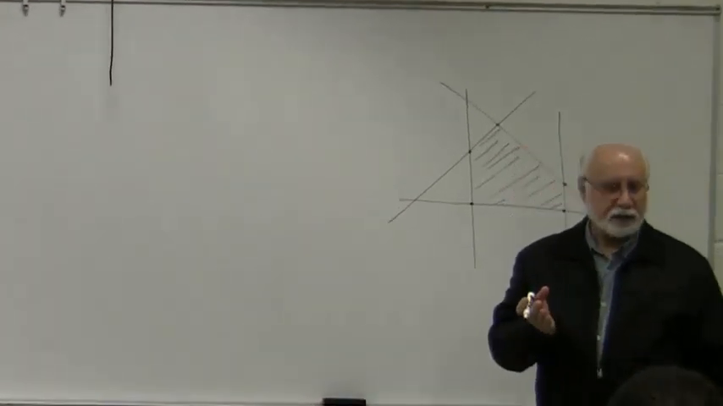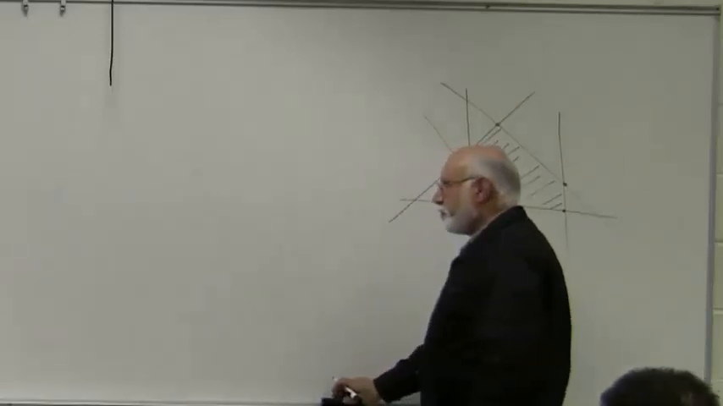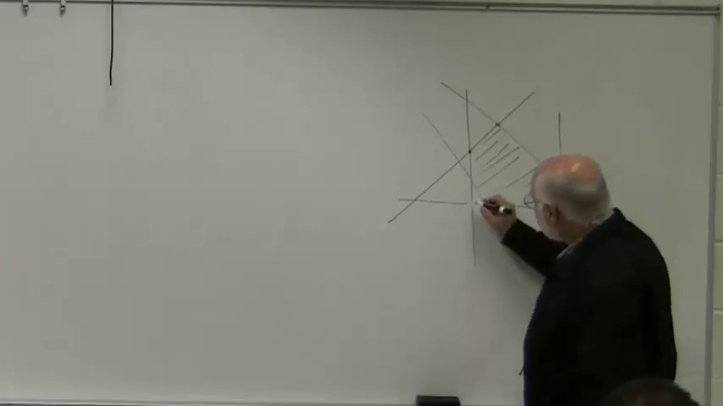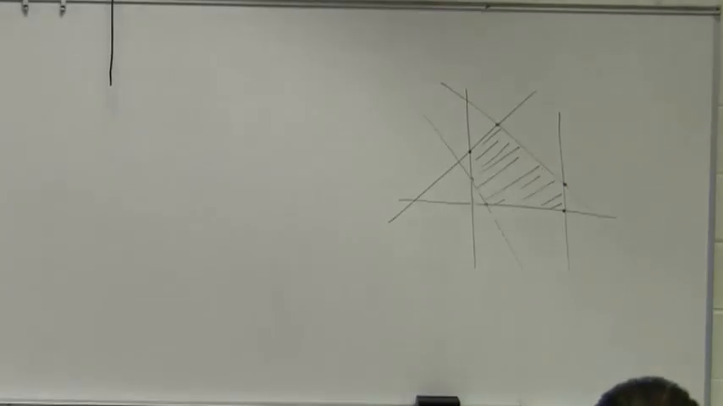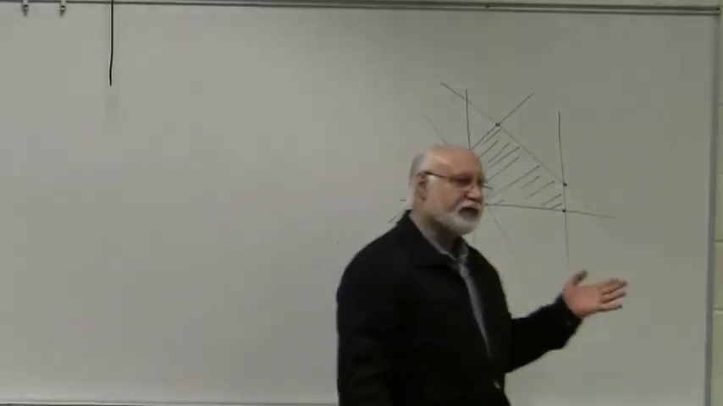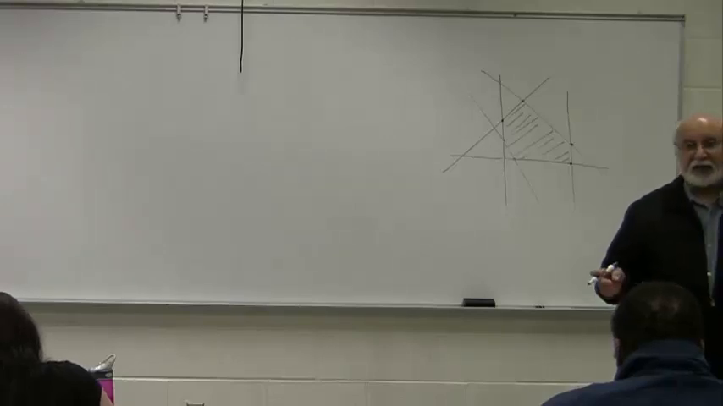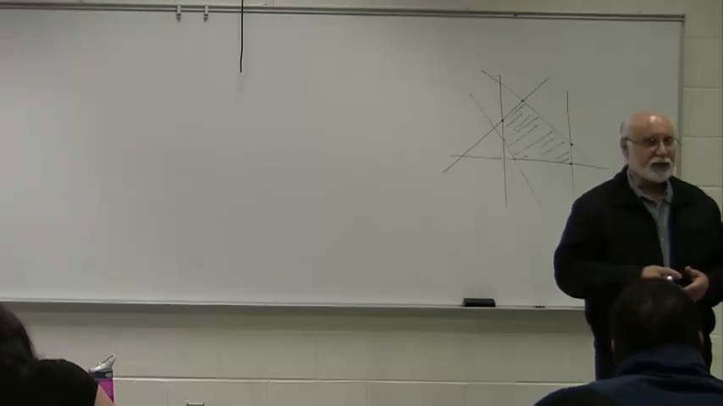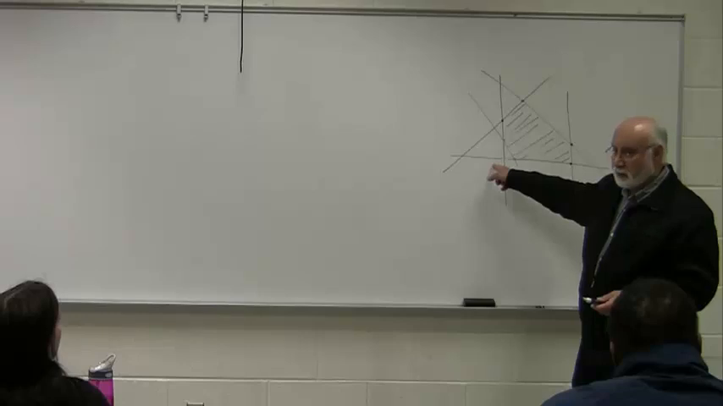However, let's add another constraint to this. We're going to add a constraint like that to the problem. What it does is immediately take this point, which was the origin, off the list of the feasible extreme points. If that is off the list, then I cannot use S1, S2, S3, S4, S5 as my basic variables. Because if they are basic variables, it means that X1 and X2 are 0, and X1 and X2 equal to 0 refers to this point. And this point is not a feasible extreme point.